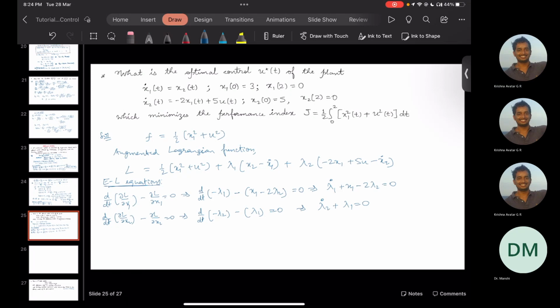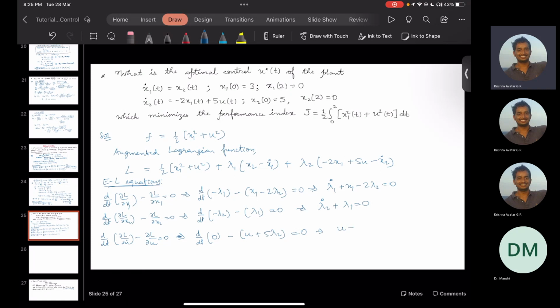The third one is with respect to u: d by dt of del L by del u dot minus del L by del u. There is no term containing u dot, so this is 0, minus u and plus 5 lambda 2, right? And this gives us u minus 5 lambda 2 is equal to 0.